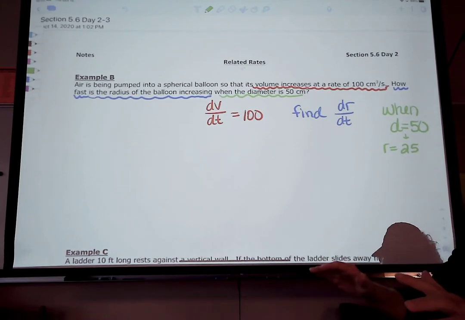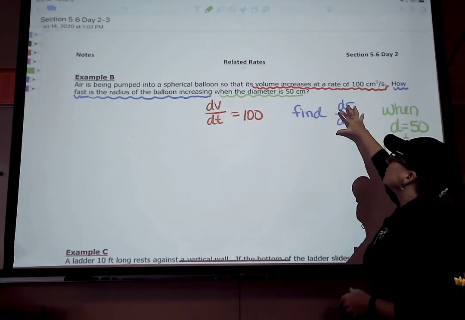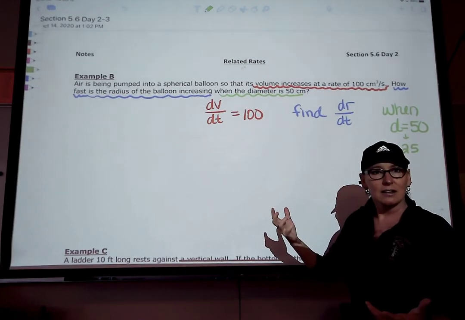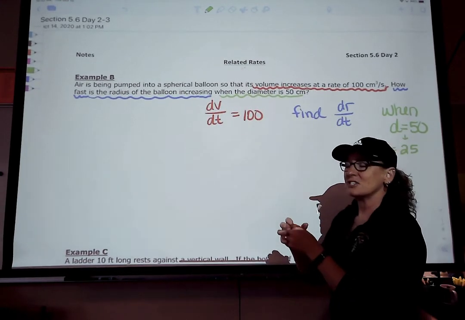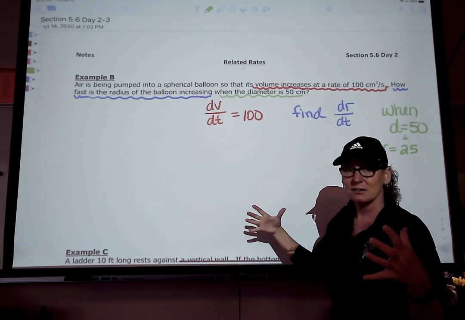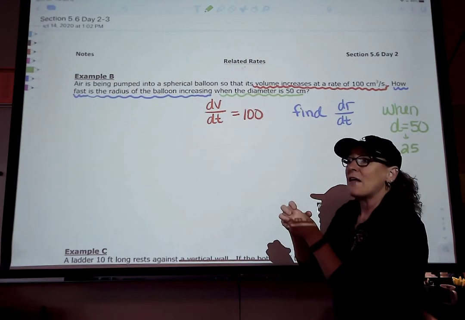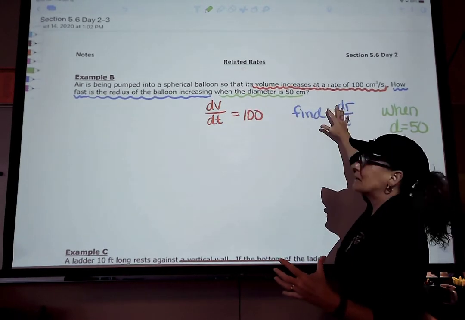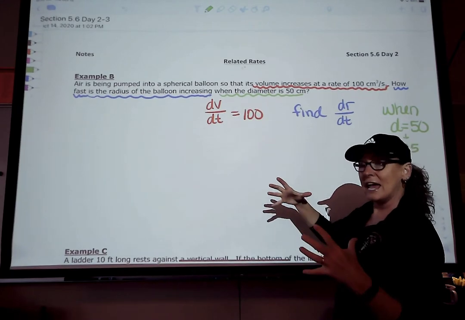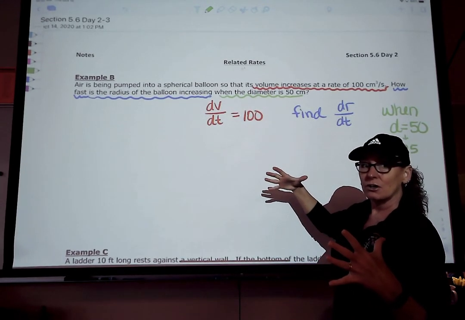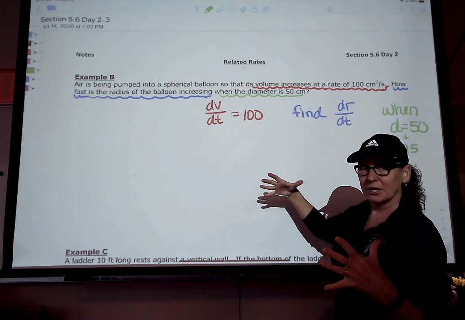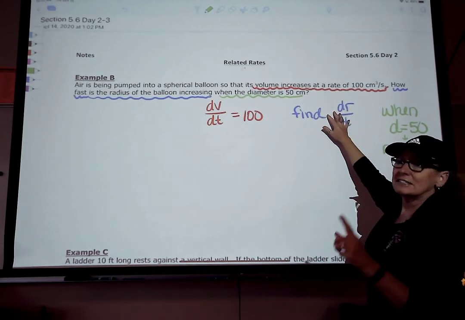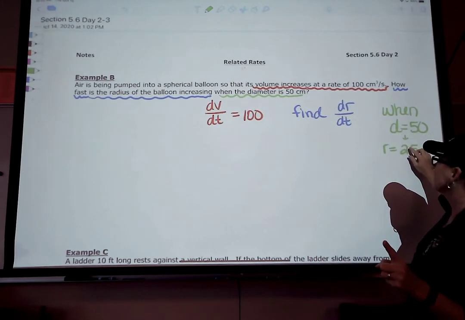I don't want to talk about diameter. I want to talk about radius. So find the rate at which the radius is changing. Well, it depends, right? The rate at which the radius is changing depends on how big the balloon is. Because at the beginning, the radius was changing really fast. This would be a big number. But toward the end, when it got bigger and bigger, it was growing more slowly. So this depends on when we want to look at it.